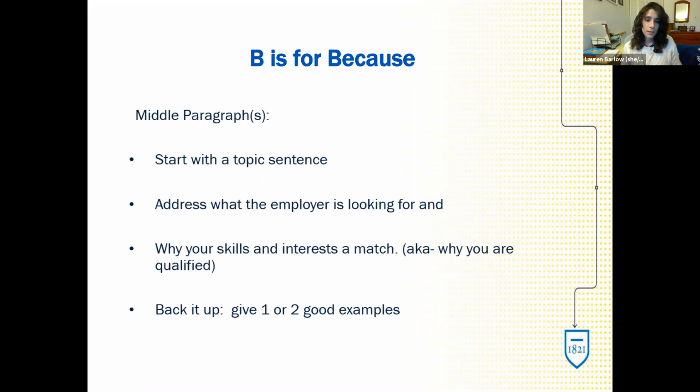You are going to address what the employer is looking for, and you're also going to explain why your skills and interests are a good match. This is also known as why you're qualified. So again, you're tying what they want with what you have. And then you're going to back up the what you have piece by giving two examples from your experience to prove that you have those skills or interests.